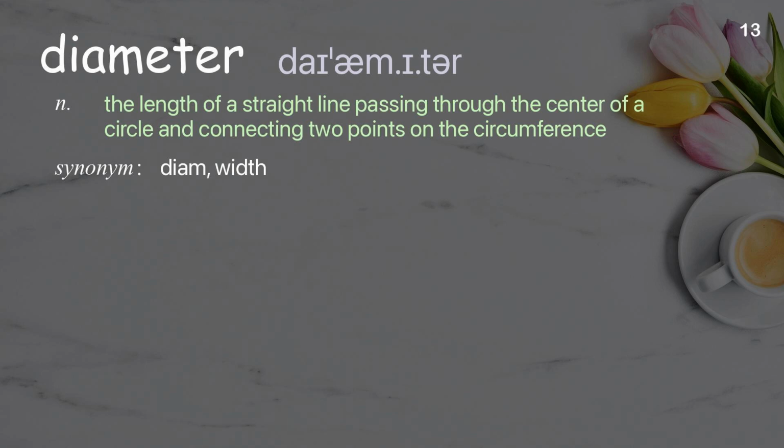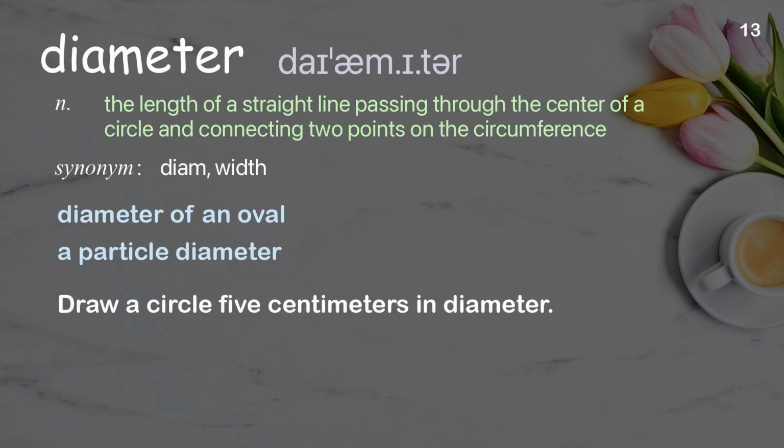Diameter. The length of a straight line passing through the center of a circle and connecting two points on the circumference. Examples: Diameter of an oval. A particle diameter. Draw a circle 5 centimeters in diameter.